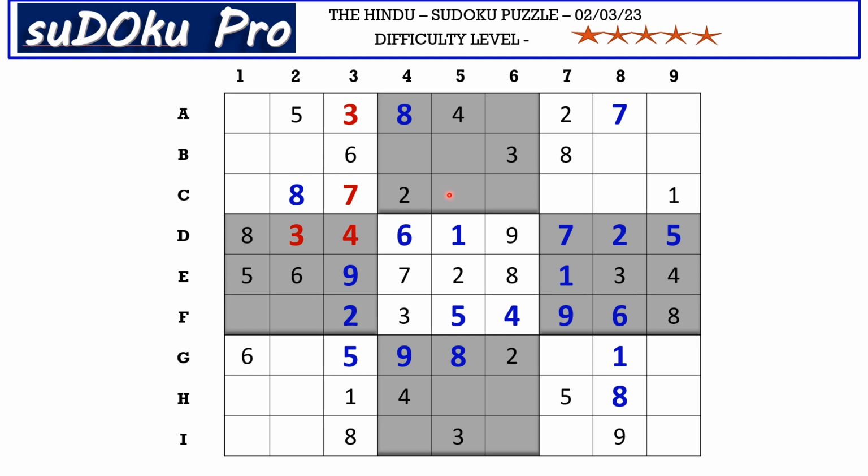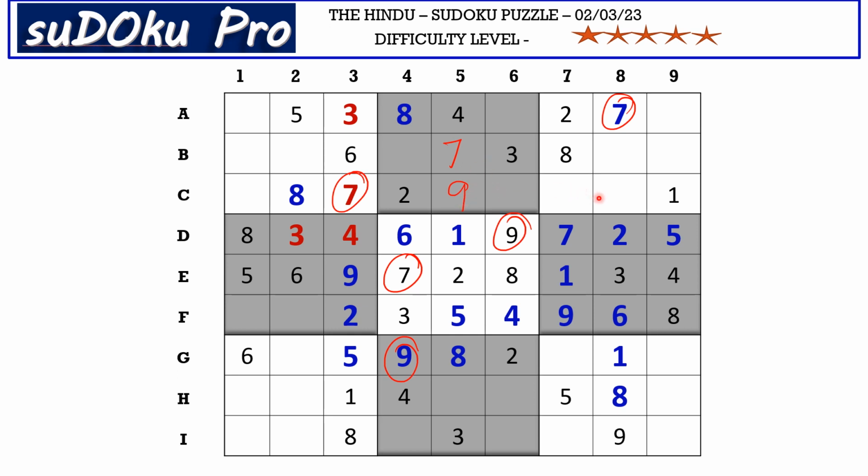Now this 7 from A row and this 7 from this block blocks these two rows. So 7 goes in one of these two cells. Now this 7 from column 4 blocks here. So B5 takes 7. Similarly, you have this 9 in column 6 and 9 in column 4 blocking these two columns. So 9 goes here in C5.